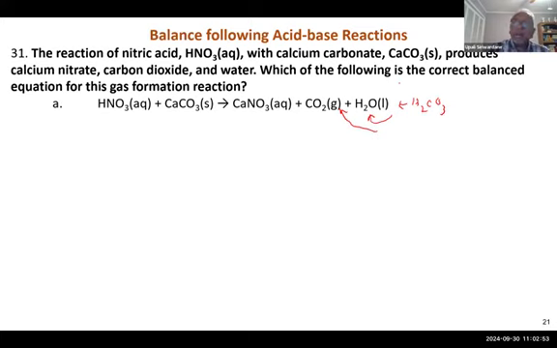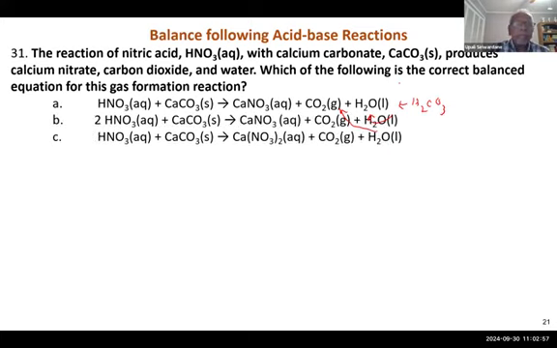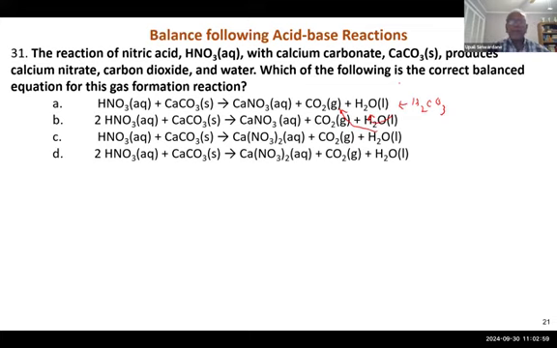What is the balanced reaction? You check out the number of atoms on both sides. Which one is balanced?